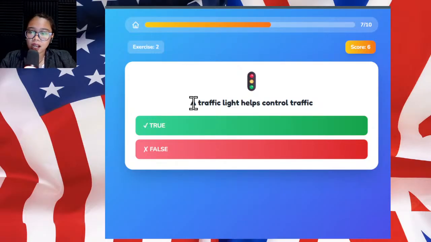Okay. Again, our statement is a traffic light helps control traffic. I think this is very easy. What do we mean by traffic light? A traffic light is an electronic signal located at intersections where two or more roads meet. So its primary job is to control the flow of vehicles safely. You can think of a traffic light as a digital police officer that stands in the middle of the street telling everyone when it is their turn to move.